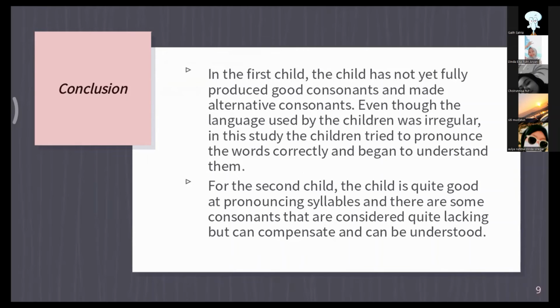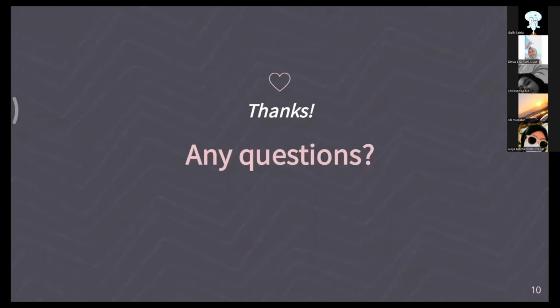In the study, the children try to pronounce the words correctly and begin to understand them. And for the second child, the child is quite good at pronouncing syllables, and there are some consonants that are considered quite lacking but can compensate and can be understood. I think that's all from my presentation. Any question, guys?